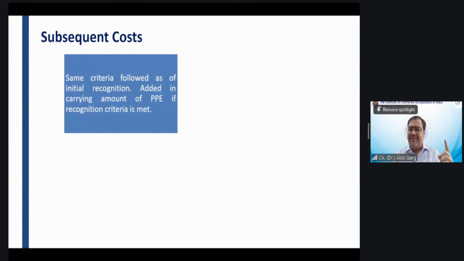You remember when we started this discussion, I gave you an example of a car. The company has purchased a car. Whether this car is a PPE, you all said, yes, sir, this car is a PPE. Then I gave another example. After 5 years, the company has replaced the engine of the car. Then I asked whether this engine will be capitalized as PPE. You said, yes, sir, and your answer was correct.